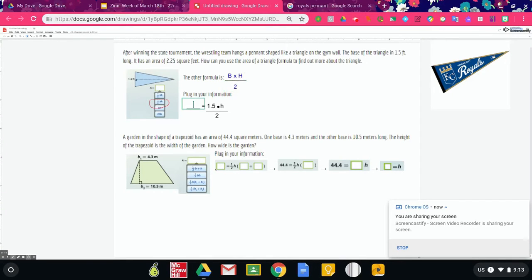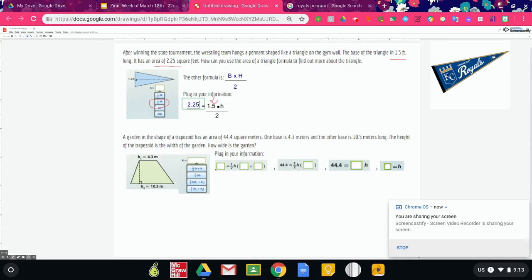Now we have to plug in our information. So if you look back in the story, we need to find the area. And it says area of 2.25 square feet. So plug in 2.25. It gives us a base of 1.5, and I've already put it in right here. I haven't even started the math yet. I'm literally just taking the numbers that they gave me in the scenario and plugging them into the formula.